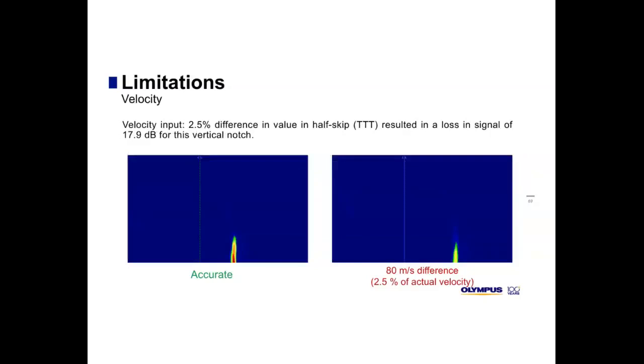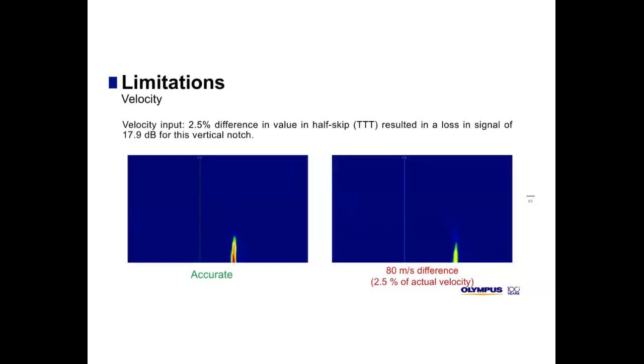Here's the velocity. So a 2.5 difference in value in half skip in 3T resulted in a loss of signal of about 18 dB for a vertical notch. So 2.5 actually is very small. It's only an 80 meters per second difference.